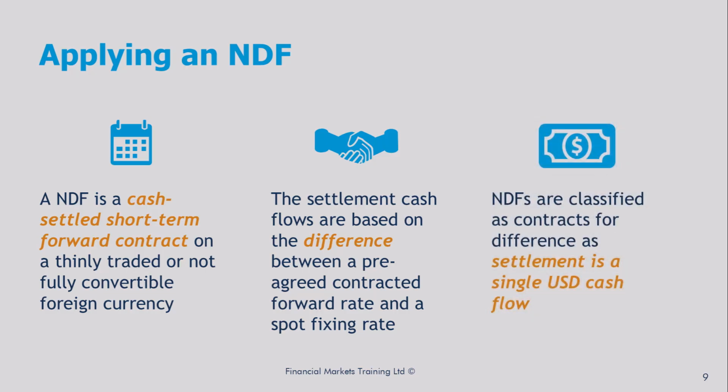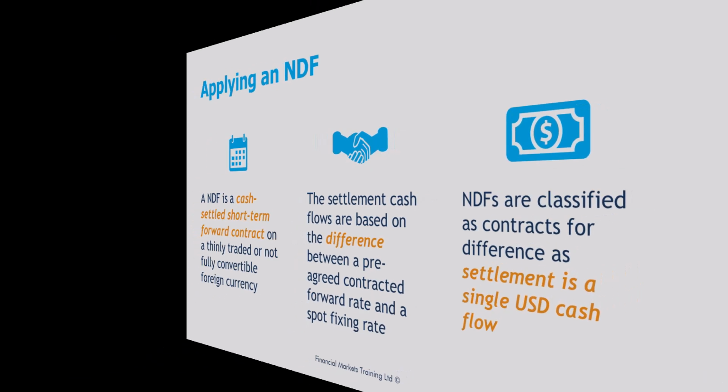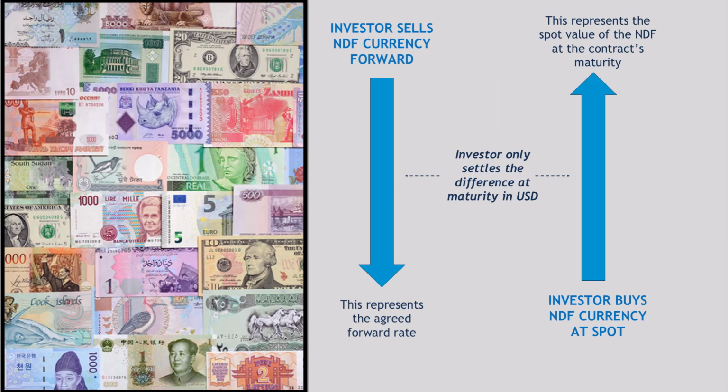This means that the NDF is classified as a contract for difference, whereby only a single sum of money is paid in US dollars and there is no cash flow settlement of the counter currency. However, since these contracts are individually negotiated, it is possible to have settlement in a mutually agreeable currency. So an investor enters into a forward agreement to purchase or sell a notional amount of the base currency, which would be dollars in this case, at the contracted forward rate.